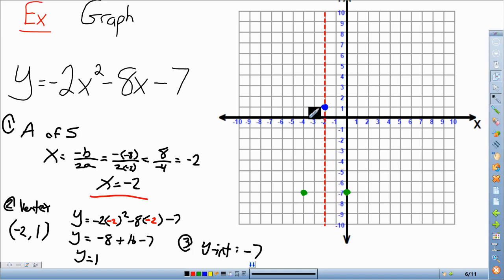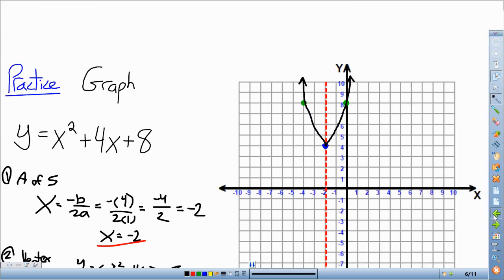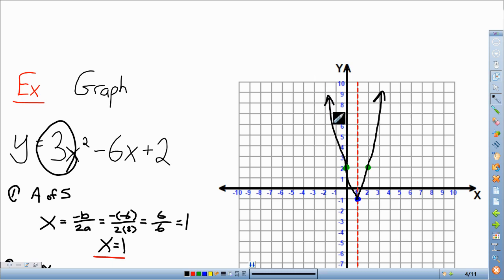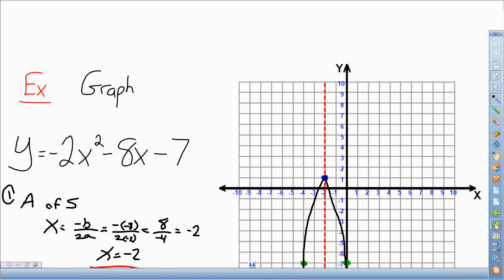Right, and I said before, your parabola should go all the way across the graph. So try to do that. I don't know if I did that on the other problems. Yeah, kind of. I went a little short on this one. Try to draw it all the way across.